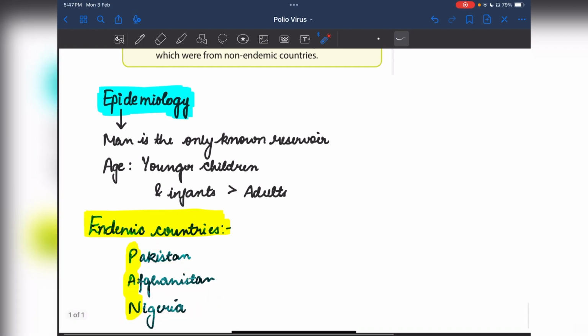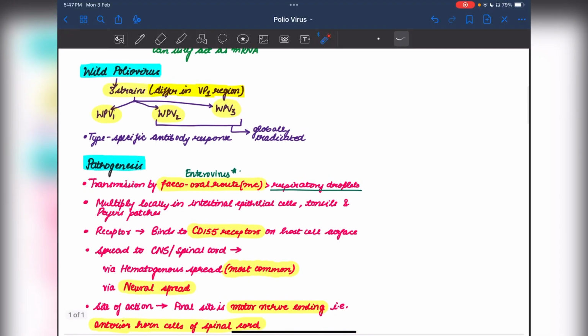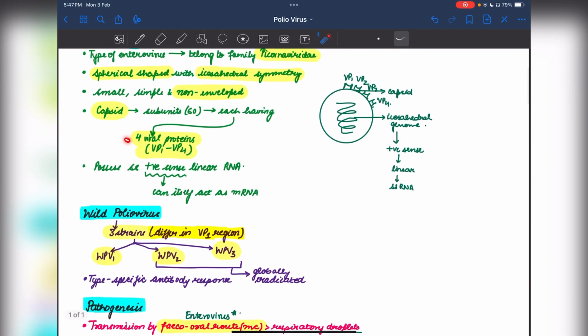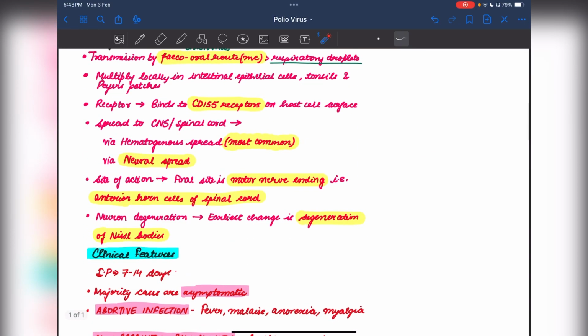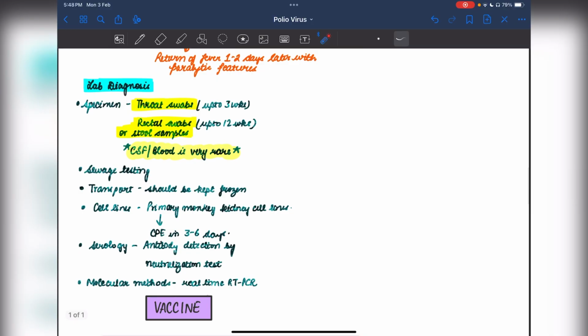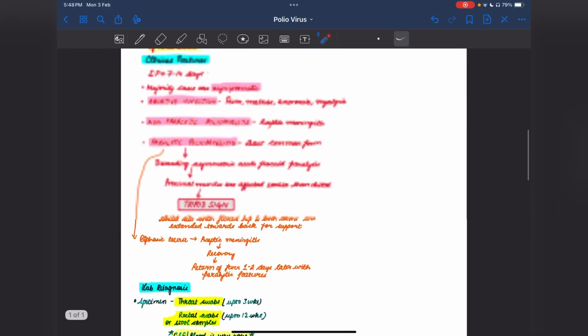So, guys, that was it for polioviruses. The most important things in this will be knowing about the wild polioviruses, their structure having four viral proteins, out of which VP1, because of which there is differentiation between wild polioviruses. Then some things about the pathogenesis, the four stages of clinical features, and then about the vaccine. So these would be the important topics.